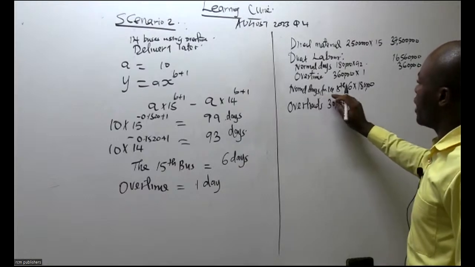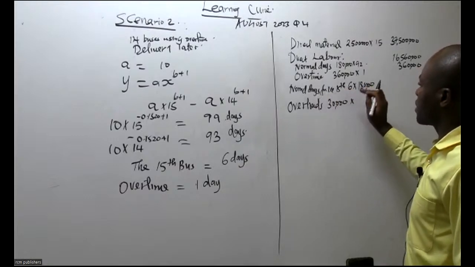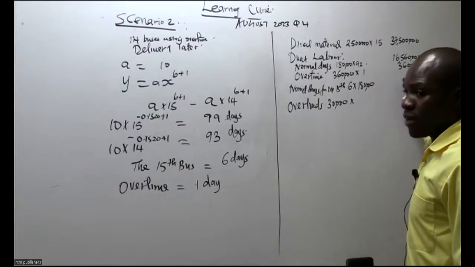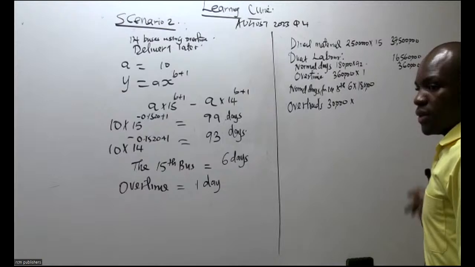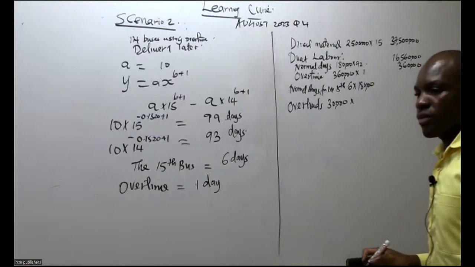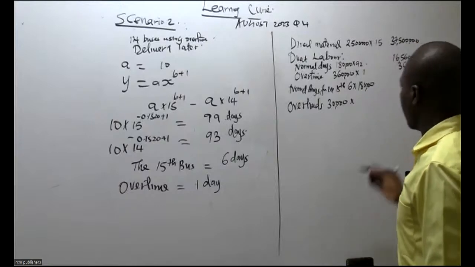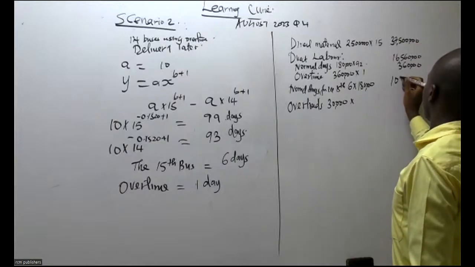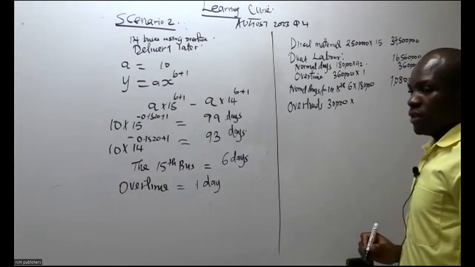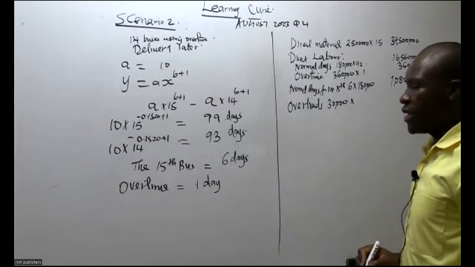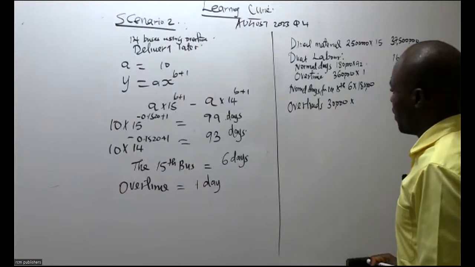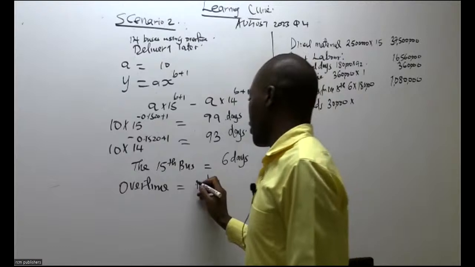Good. Then normal days for the 15th bus will be 6 days times 180,000. Tunakuwa na ngapi hapa? 6 by 180,000. 6 by 180. Is it 1,080,000? 1,080,000. Good. Now, overtime. This is where I want to see whether people are following what we are doing or they are copying notes.